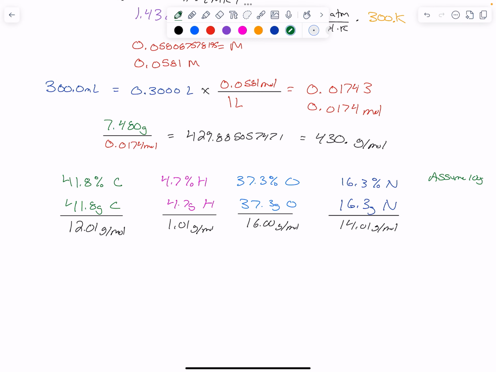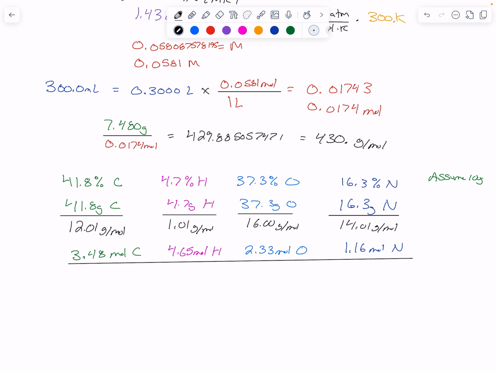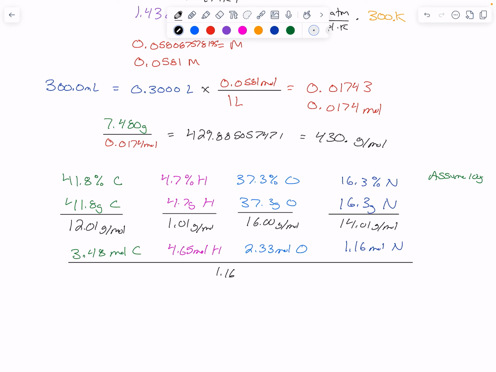For carbon, 41.8 divided by 12.01, I get 3.48 moles of C. 4.7 divided by 1.01, I get 4.65 moles of H. 37.3 divided by 16, I get 2.33 moles of O. And 16.3 divided by 14.01, I get 1.16 moles of N. Now we divide by the smallest, which is 1.16, to get whole number ratios.